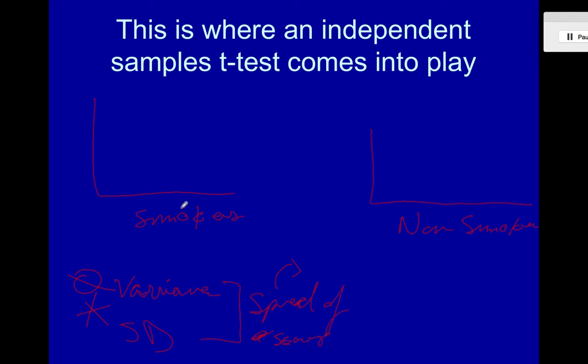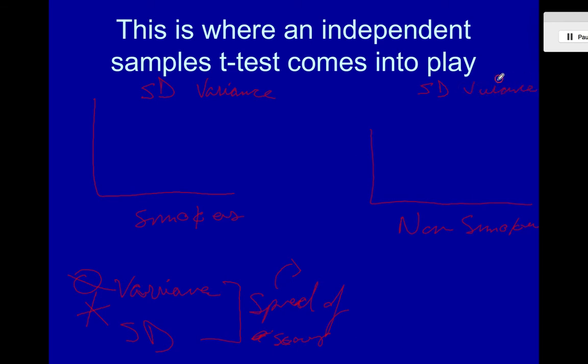So in other words, for group one, my smokers, we need to calculate a standard deviation for them, or we also need to calculate variance, right? And we will calculate variance along the way because remember, variance is the precursor to standard deviation. We also need to calculate a standard deviation and variance for my non-smoking group.